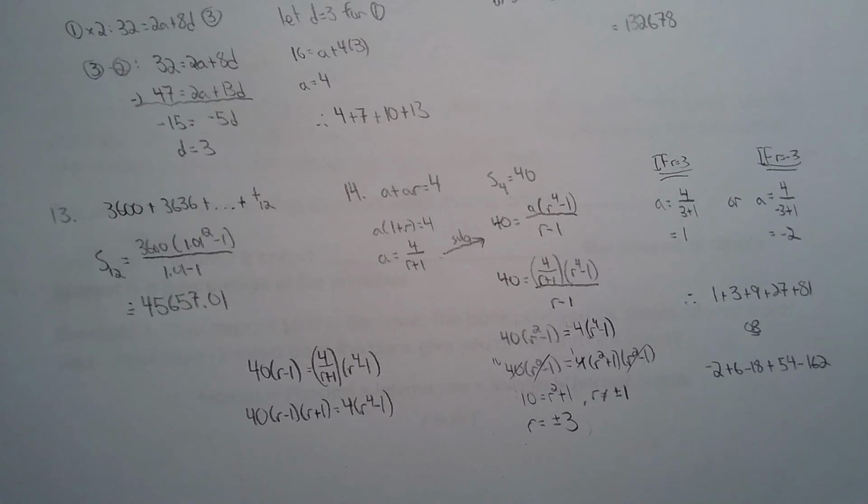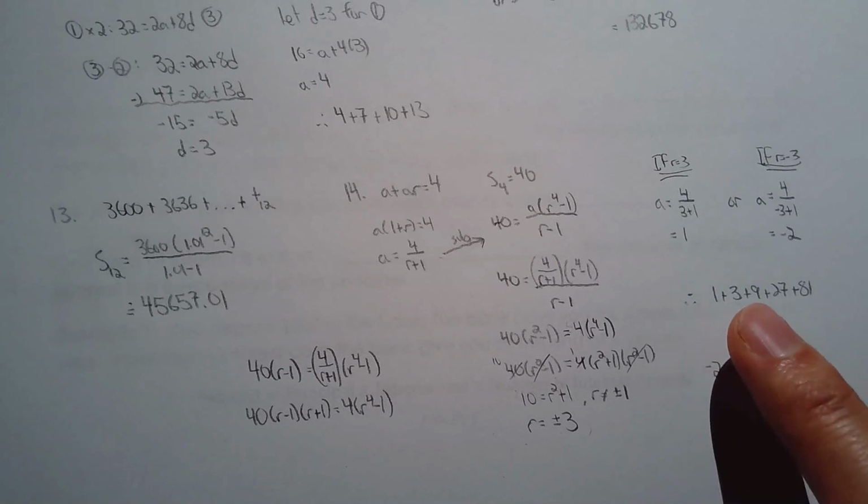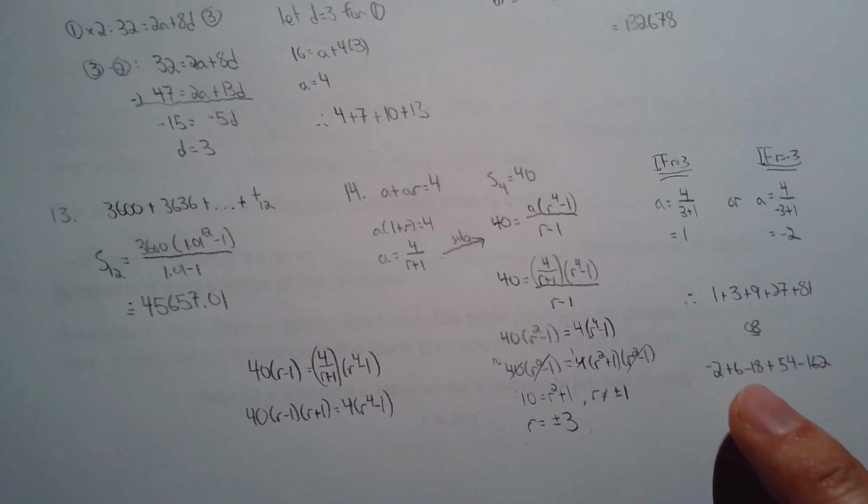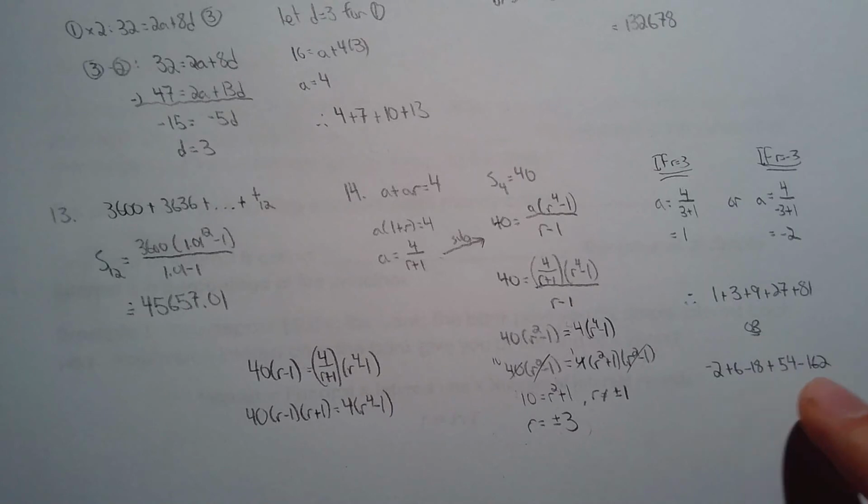Okay, but I would definitely check. Do the first 2 terms give us a sum of 4? Yes, 1 plus 3 is 4. Negative 2 plus 6 is 4. What about the sum of the first 4 terms of the series? 1 plus 3 plus 9 plus 27? Beautiful, that's 40. Negative 2 plus 6 plus negative 18 plus 54? Beautiful, that's 40 as well.